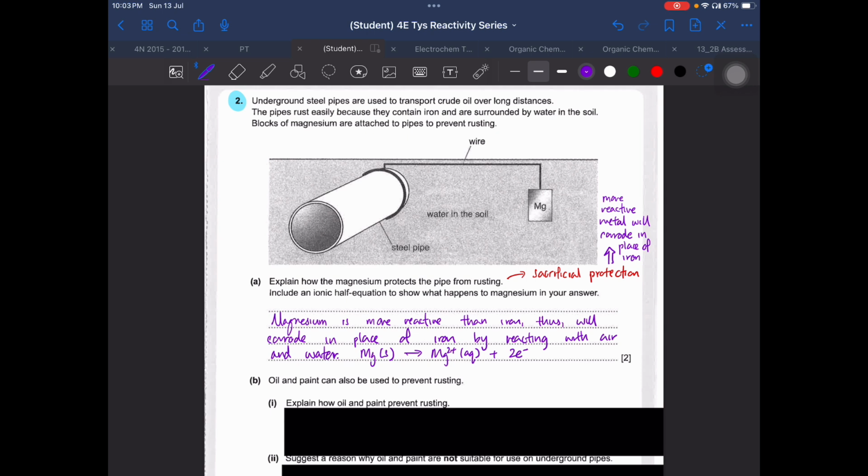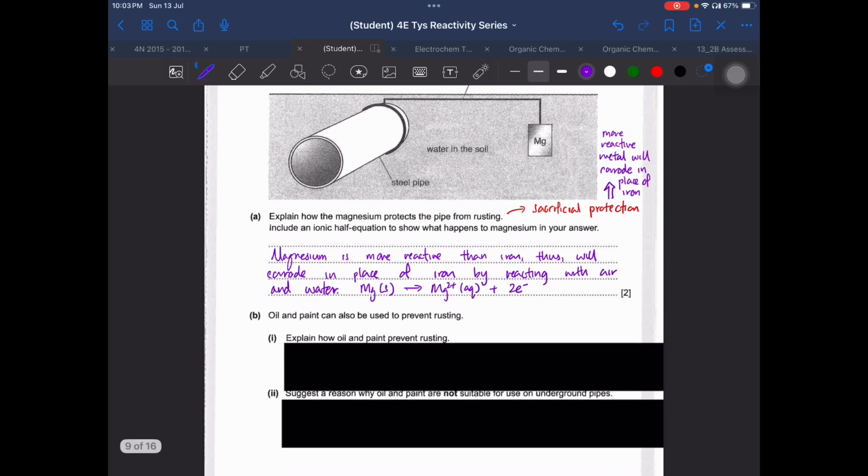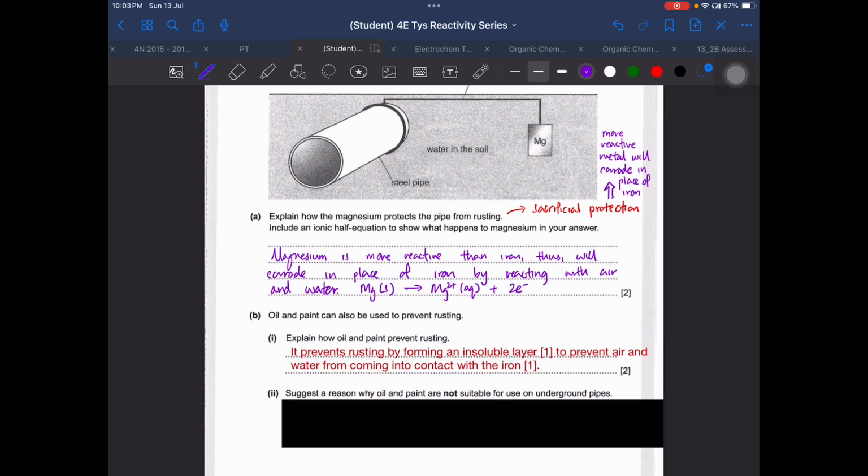Alright, and then let's take a look at 2b, part 1 and part 2. Now 2b is talking about oil and paint, explaining how oil and paint can prevent rusting. Of course, the difficulty in this question is the marks that are allocated. Because you are given 2 marks, you do have to go a bit further to explain to the examiner why exactly oil and paint are so useful in preventing rusting. First and foremost, we establish that these 2 chemicals form insoluble layers, so they prevent any air and water from coming into contact with the iron.